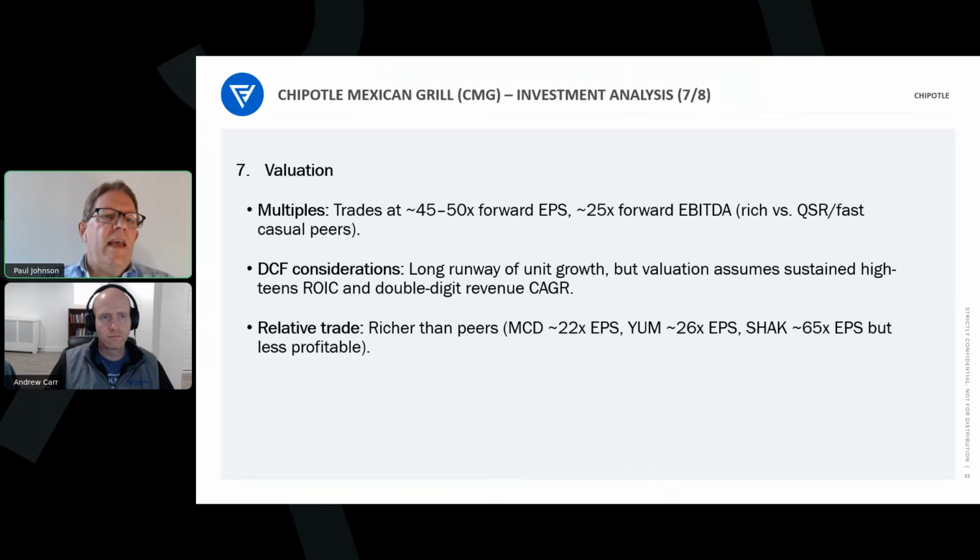All right, DCF consideration. I'm like, damn, that's pretty good. Long runway of unit growth, but valuation assumes sustained high teens ROIC and double-digit revenue. By the way, they're wrong on their ROIC. For sure, the second one, they're actually in the low 20s for their ROIC. The comment's not going to hurt you. It's inaccurate, but it's not going to hurt you. Relative trade, richer than peers. That's true. I'm not sure I care. So this one is not one that's going to drive. So far I've gotten a big bang for a very small prompt. This one, I already know I'm going to do my own work on the numbers. So I'm going to look at it, but it's not critical. All right.